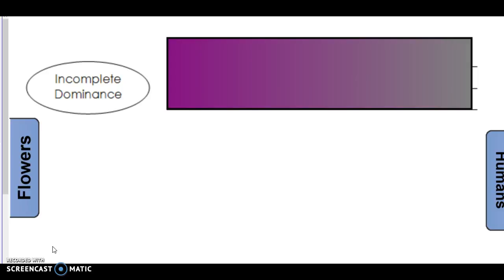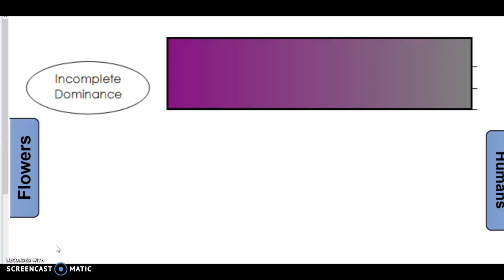So to get started, these problem types, incomplete and codominance, are what are called non-Mendelian problem types because they don't follow the other rules that we've talked about so far for genetics. Gregor Mendel is the father of genetics, and he discovered a lot of these dominant and recessive traits that we've been talking about. But again, incomplete and codominance don't follow those rules, so they're called non-Mendelian traits.